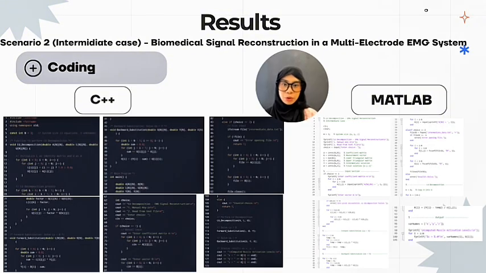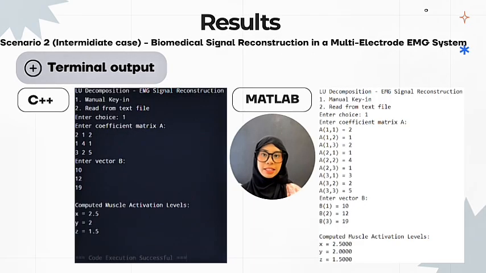Now, this is the code for biomedical signal reconstruction in a multi-electrode EMG system for both C++ and MATLAB programs. This slide shows the terminal output produced by the LU decomposition program for the EMG intermediate case. The program first prompts the user to select the input method. In this example, manual key-in is selected and the coefficient matrix A and measurement vector B are entered based on the 3-electrode EMG system.